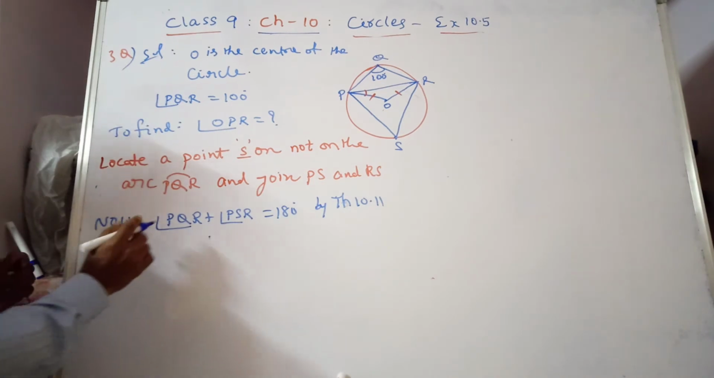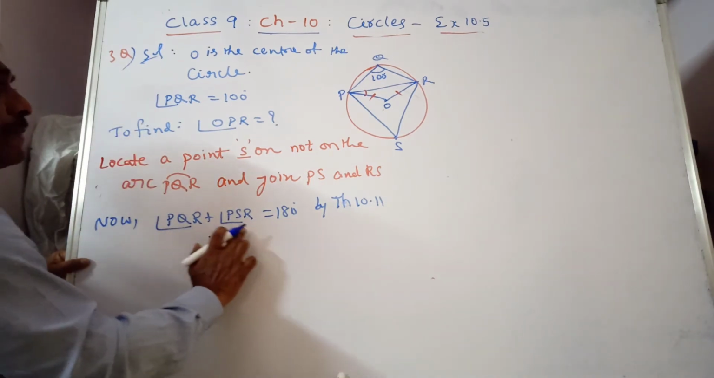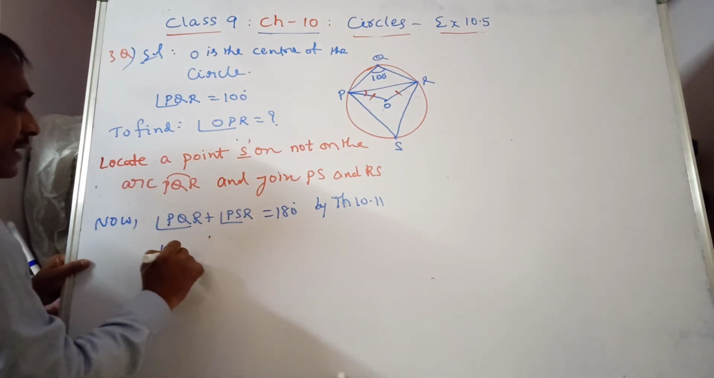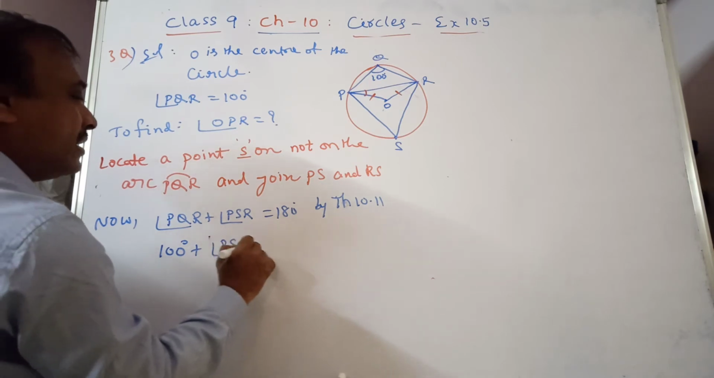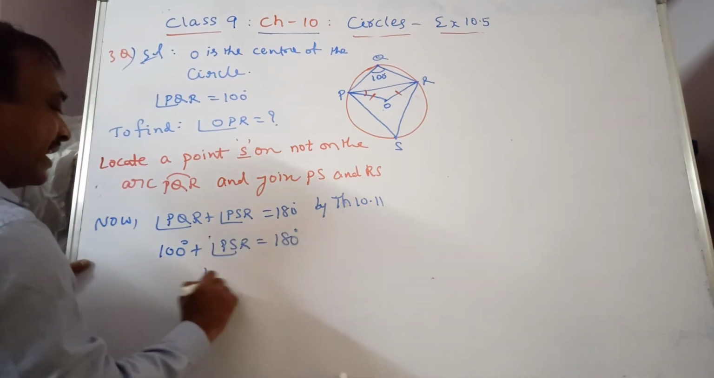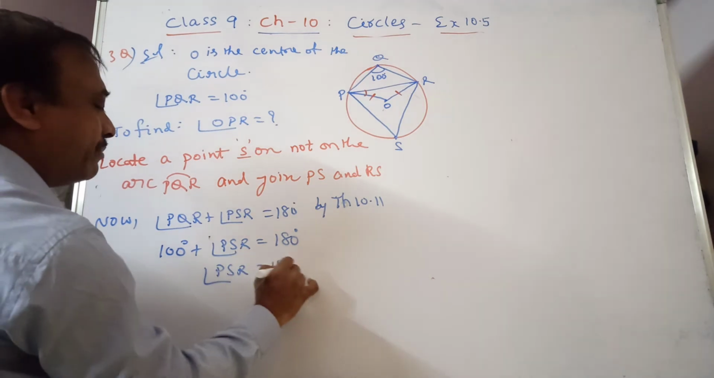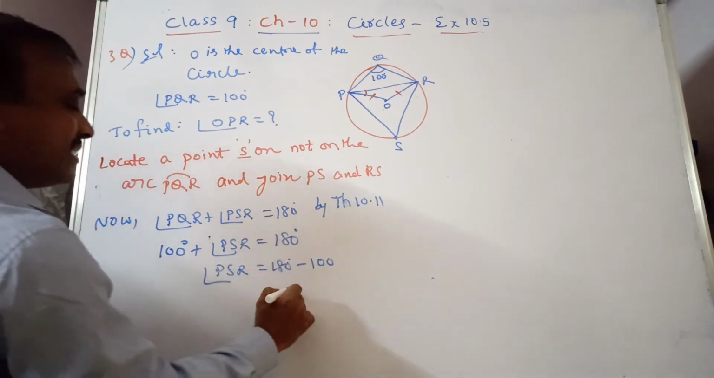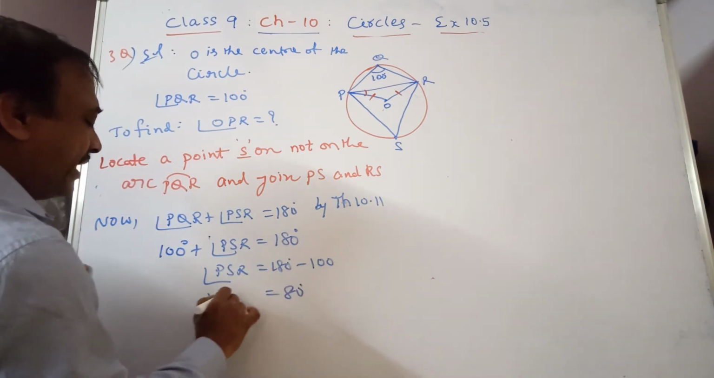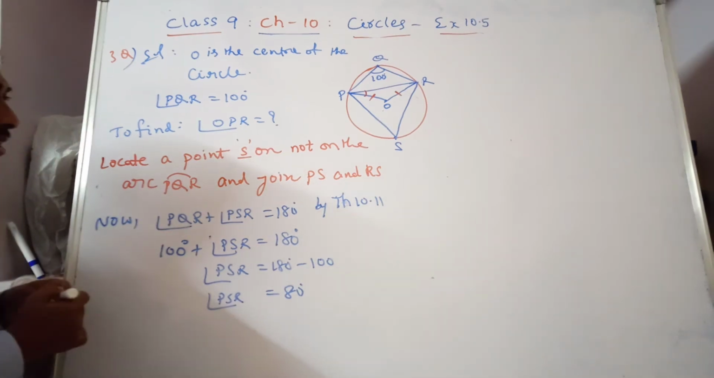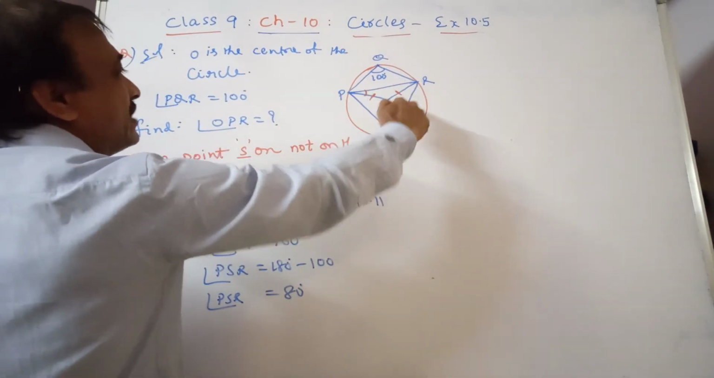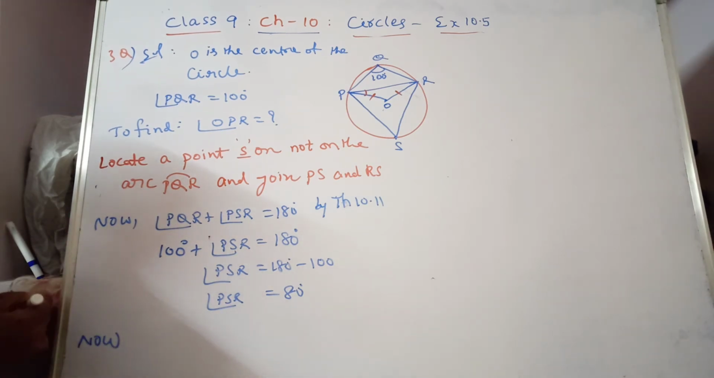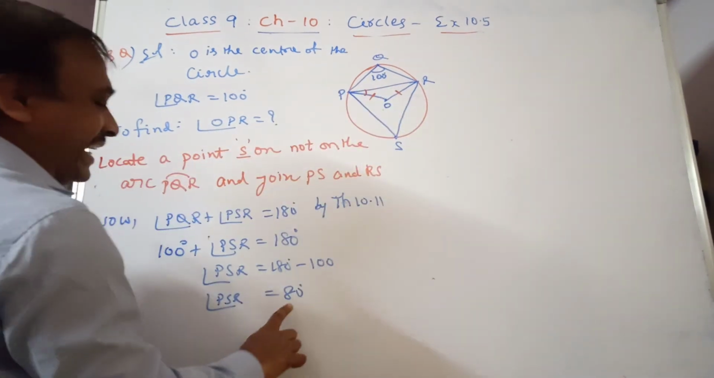Now you observe it. PQR plus PSR is equal to 180 degrees. What is PQR? 100 degrees plus angle PSR is equal to 180. Then angle PSR is equal to 180 minus 100, which is equal to 80 degrees. So angle PSR is equal to 80 degrees. Now you see, if PSR is 80 degrees, what is POR?